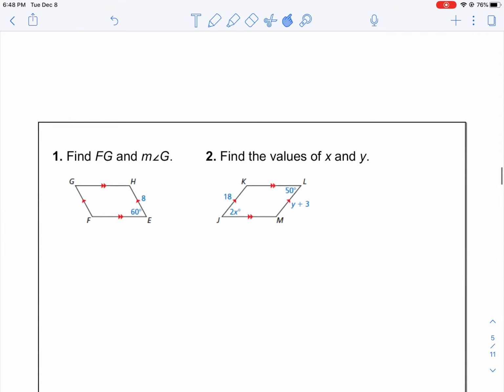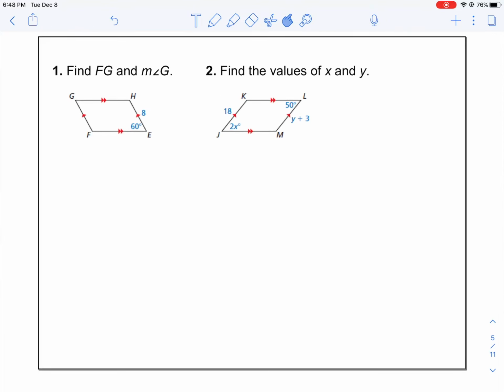Moving on, let's just do some more. It says find FG and find angle G. Let's see, FG is the opposite side of 8. In a parallelogram, those are equal, so FG is 8. Angle G is opposite of angle E, and in a parallelogram, those are equal. So G has to be 60.